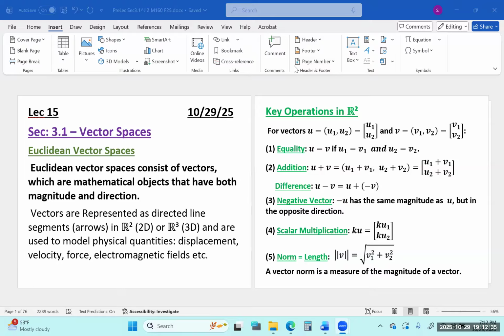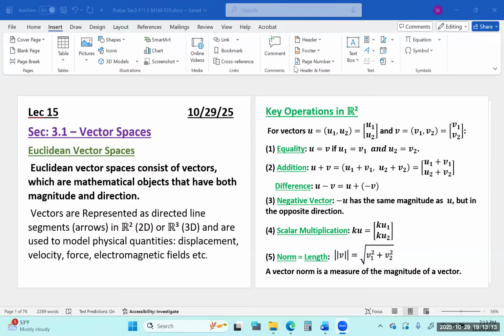We can also multiply our vector by a constant. It's called scalar multiplication. So when you multiply it by a constant, basically you're multiplying each element in a vector with the constant. And then the last thing we have is the norm, which is a fancy way of saying length. What's the norm of the vector means what's the length of the vector or what's the magnitude of the vector. And in R2, the magnitude or the norm or the length we can find by taking the sum of the squares of each element and then taking the square root.